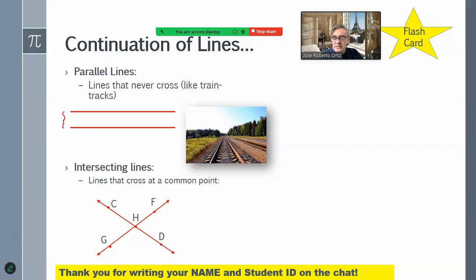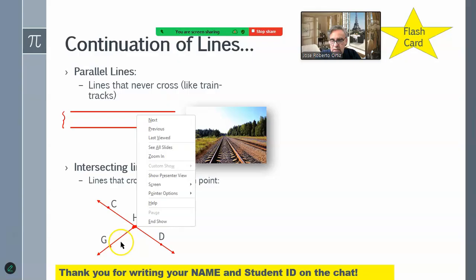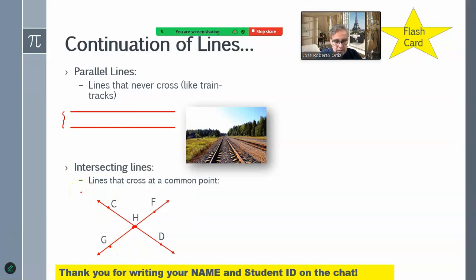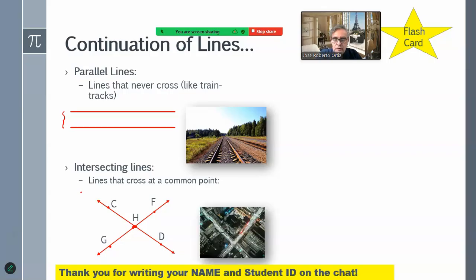Now, intersecting lines are two lines that have a common point. So they just touch each other. As you can see here, the point H is where the lines are meeting, are intersecting. So think of a street. An intersection is where two streets cross, or multiple streets cross for that matter.